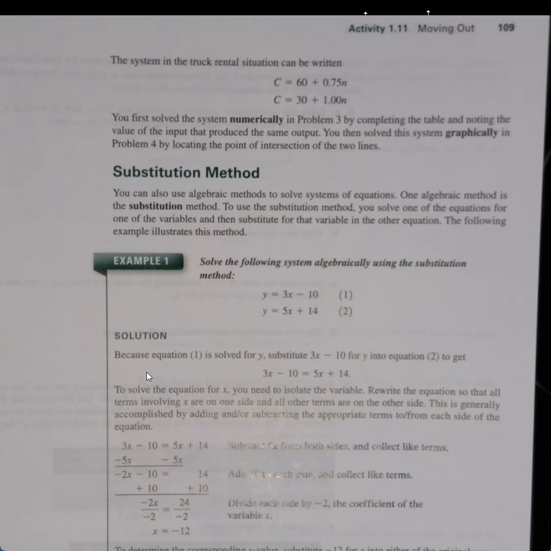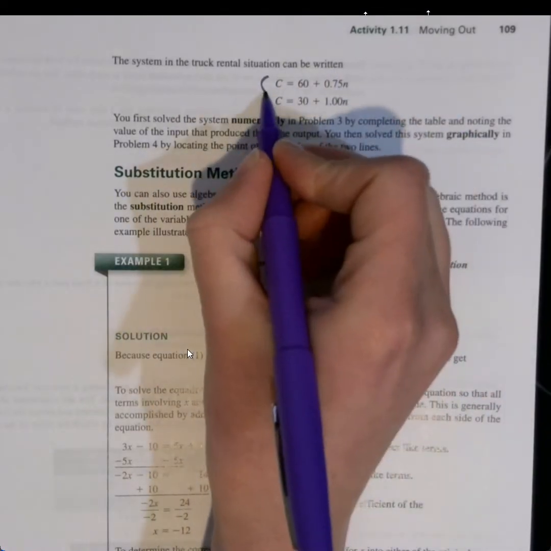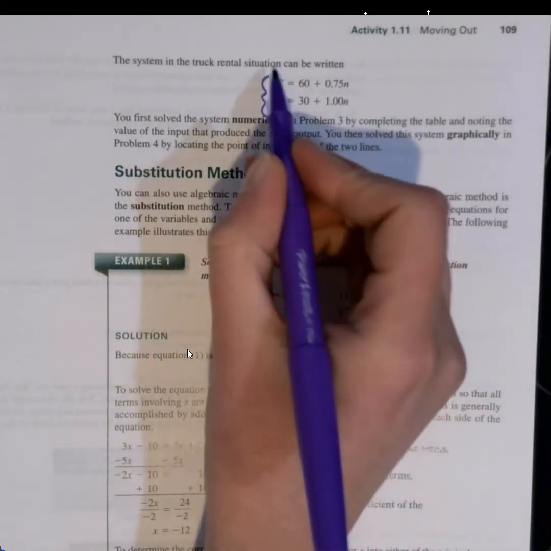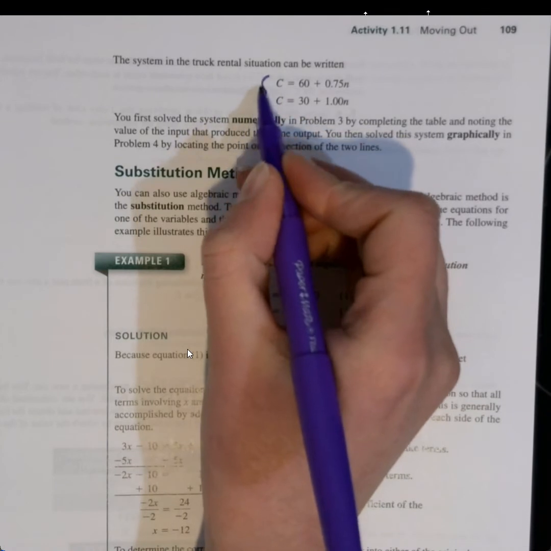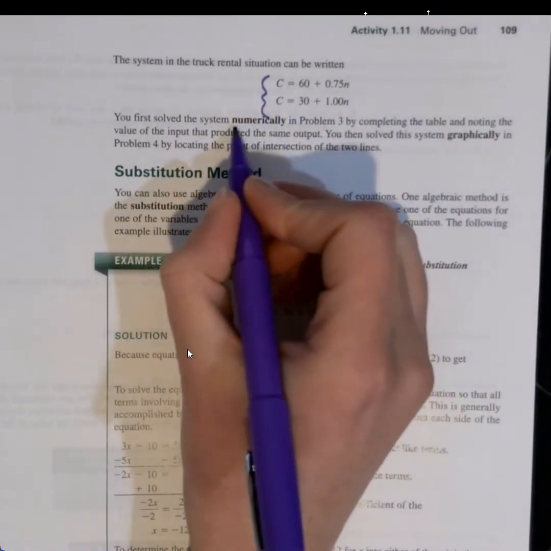Okay, so next page, we have our system in the truck rental situation. So again, we could write it as a system. This curly brace I'm drawing on the side just groups together your system of equations. We first solved it numerically.